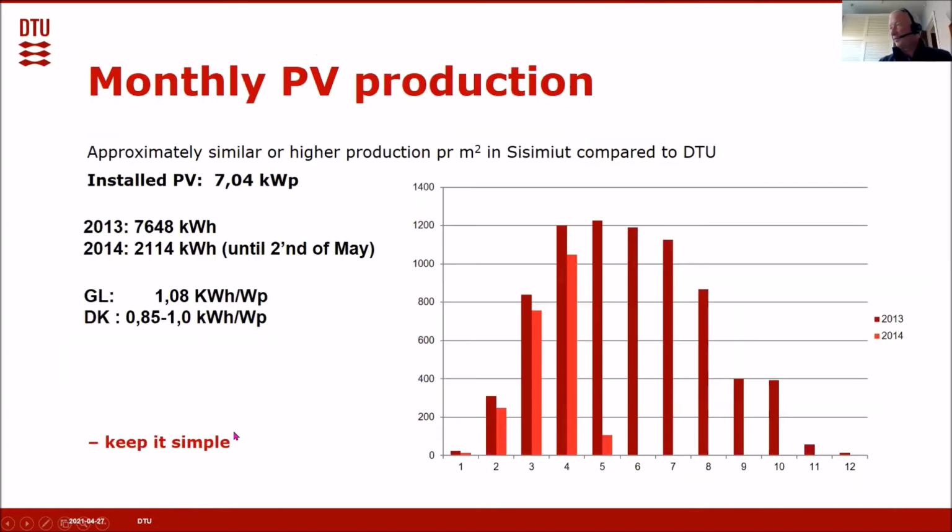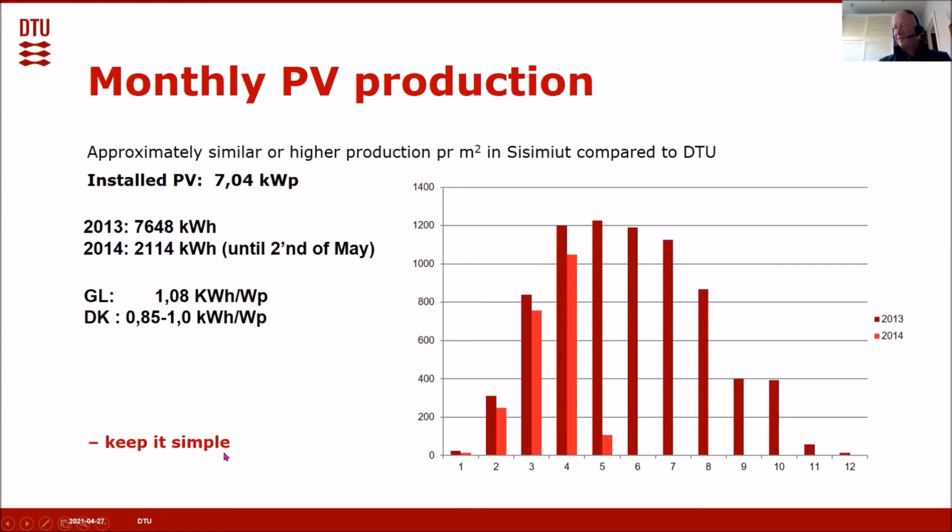and what we can see here is from 2013, where we have a full year production, 7,648 kilowatt hours for this system of a little more than 7 kilowatt. It gives a rule-of-thumb number, 1.08 kilowatt hour per watt peak. It's pretty good. It's better than in Denmark, where we typically will have 0.85 to 1 kilowatt hour per watt peak installed. So it means that we have a higher production in Sisimiut compared to South Denmark. But of course, the power will be produced over the year in a little other way compared to Denmark. So the production during January, November and December will be very low.